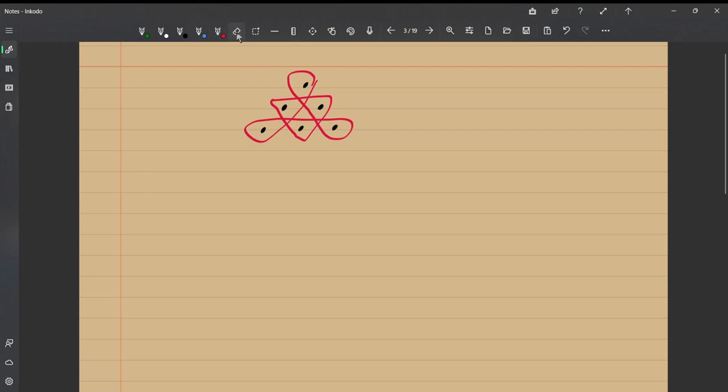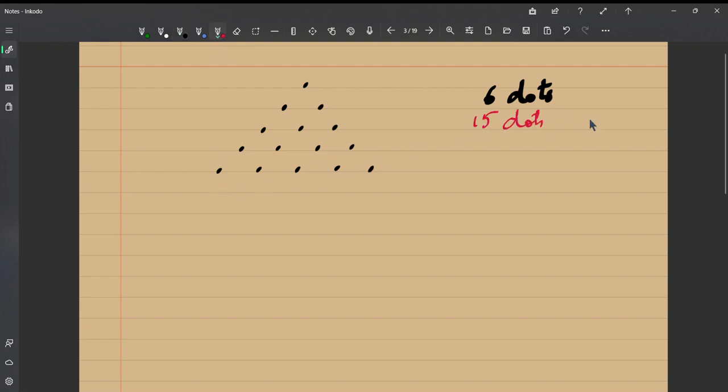Now, let's make a slightly bigger one. I'm just including 4 more dots plus 5. So what was the total number of dots we included in the previous rangoli? It was just 1 plus 2 plus 3, which was 6 dots. And now I've increased 9 more dots. So this time we are using 15 dots, which is 1 plus 2 plus 3 plus 4 plus 5. So let's see, 15 dots, slightly bigger rangoli.